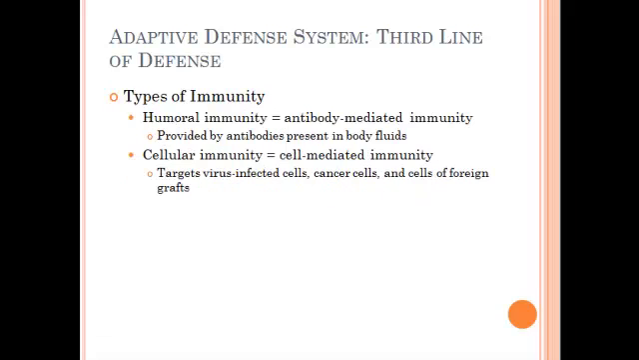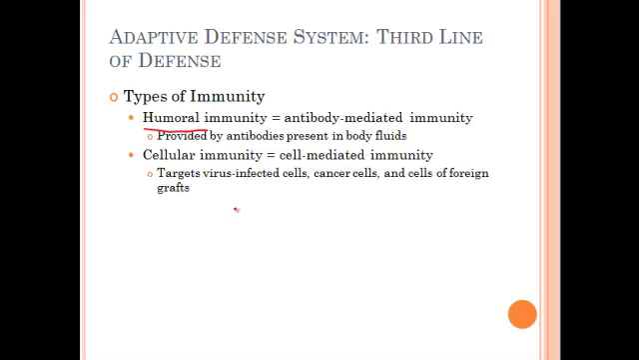Let's talk about the different types of immunity, or the two parts of this system. We have the humoral immunity, humoral talking about the fluids of the body, and this is also known as antibody-mediated immunity. This is where the antibodies come in.